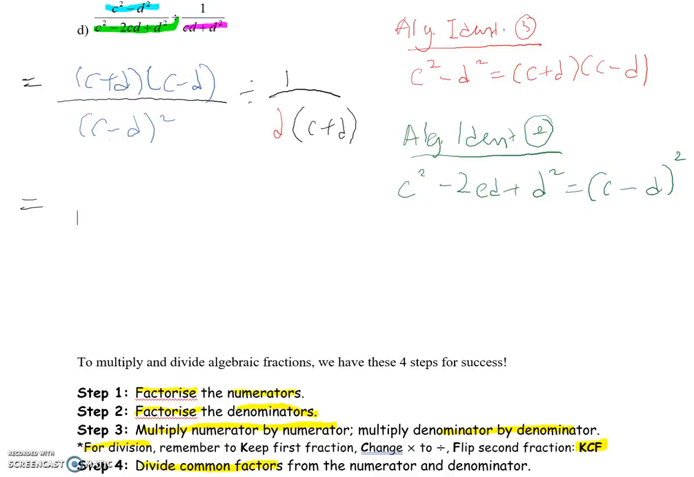Now having done step 1 and step 2, let us now try to divide these two fractions together, and we know we need to use the keep, change and flip method. So we keep the first fraction, we change the division to multiplication, and we flip the second fraction.